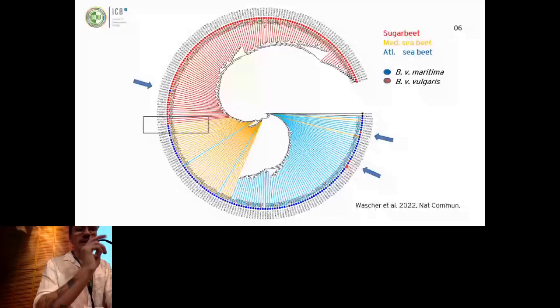We also included the other wild beet species in our analysis. And when you look at this here, you see some sugar beets.